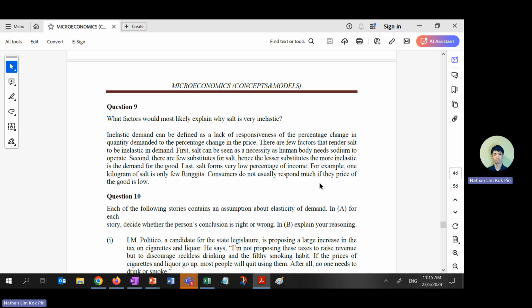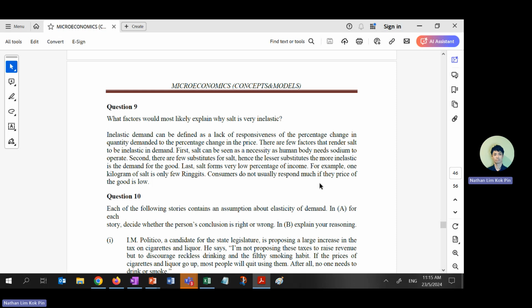Third one, low percentage. Give an example. How to give an example? 1 kilogram of salt is only a few ringgit. Easy, right? Do I need to really go to the supermarket and see how much one kilo of salt is? I don't know, just a few ringgit. Makes sense.